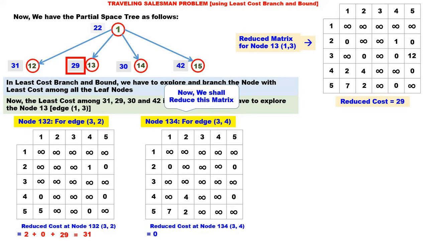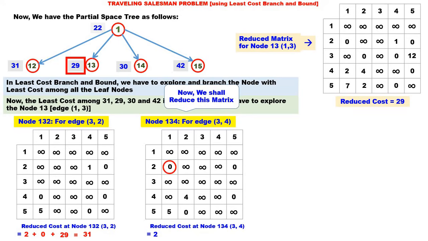Fifth row, the minimum element is 2. Therefore, that should be added to the reduced cost 2, and 2 should be subtracted from all the elements of the fifth row. So 7 minus 2 is 5. 2 minus 2 is 0. Infinity minus 2 is infinity only. All the three infinities will remain as infinities. So therefore, row reduction is over.